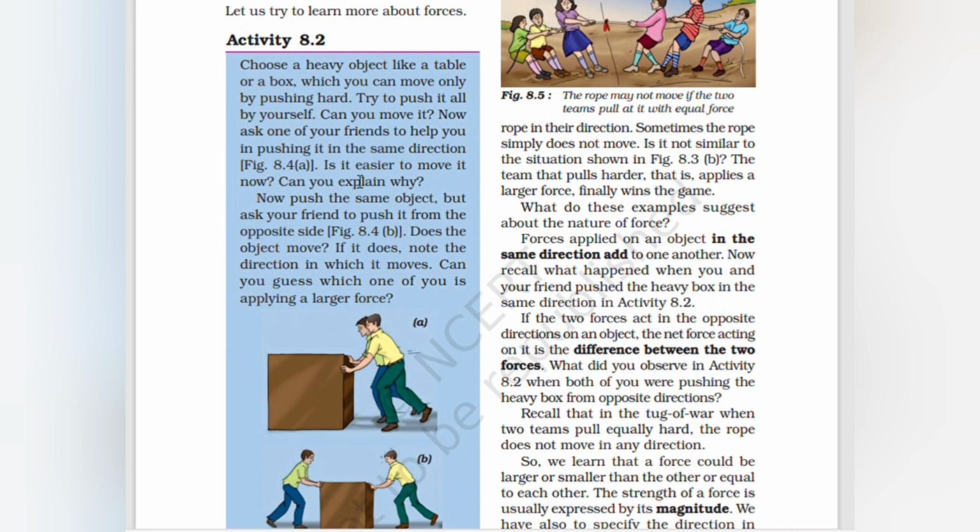Is it easier to move it now? Can you explain why? Now push the same object. Now ask your friend to push it from the opposite side.